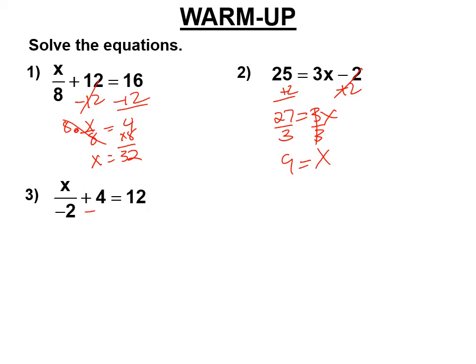Here, we're going to subtract 4 from both sides. We get x divided by negative 2, right? So there's a negative, getting you ready for today's lesson. 12 minus 4 is 8. Now, x is being divided by negative 2, so you have to multiply both sides by negative 2. It has to be the exact same number, otherwise that doesn't cancel out. A number divided by negative 2 times negative 2 equals x, and 8 times negative 2 is negative 16.